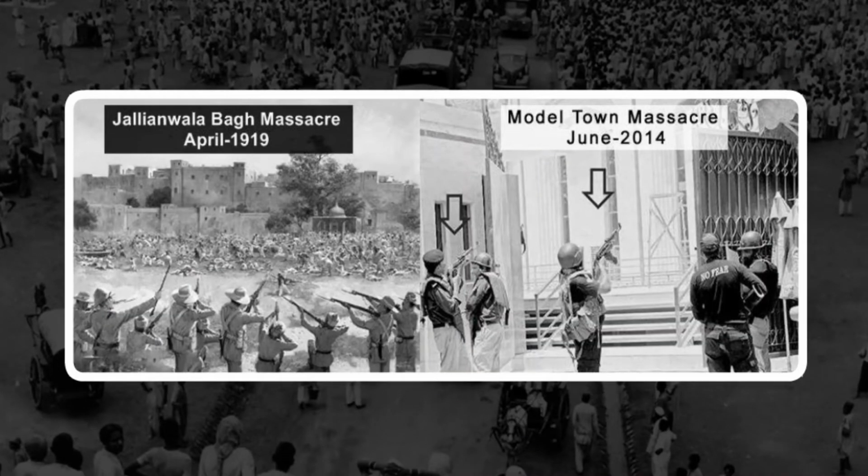Jallianwala Bagh Massacre. This was an outrageous show of ruthlessness to the masses of India. On 13th April 1919, a peaceful public gathering was held in the Jallianwala Bagh in Amritsar to protest against the unlawful policies of the government.